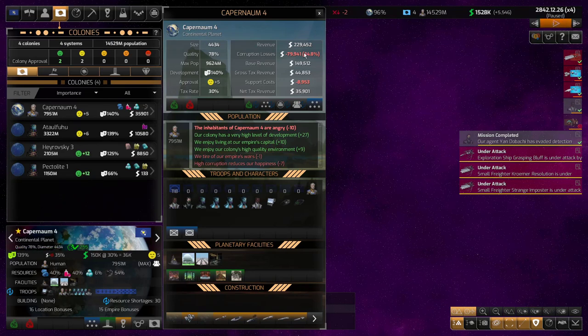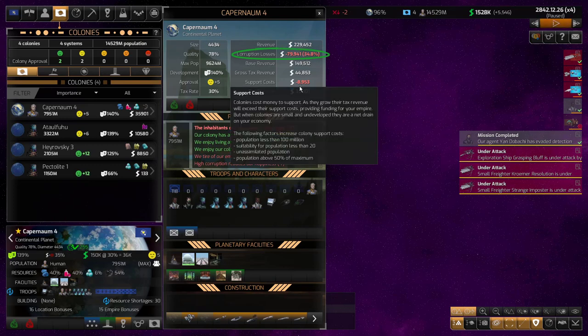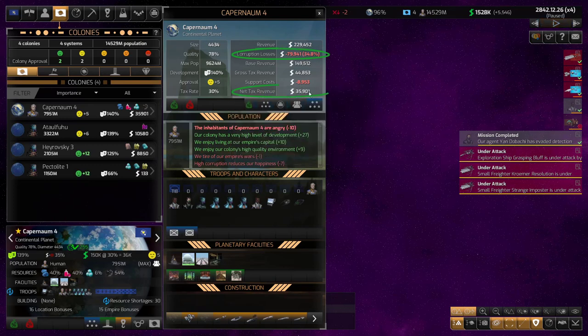And then what you're going to see is my corruption is going to drop a little bit. And my revenue is going to go up. My net tax revenue is going to go up from 35,000 or 36,000 here roughly to something like 45, maybe even 50. It's a big, big jump, right? So let's see what happens. Let's unpause the game.